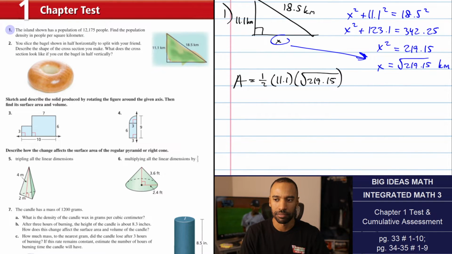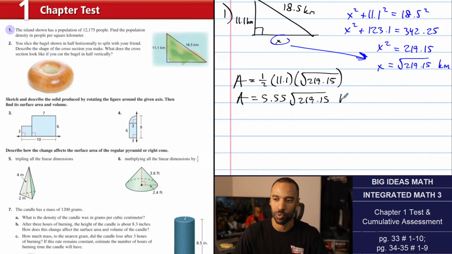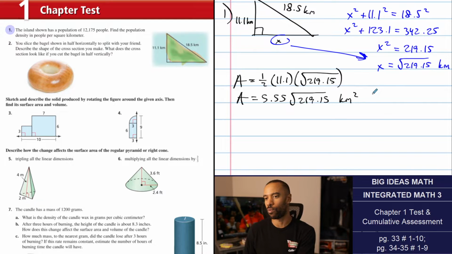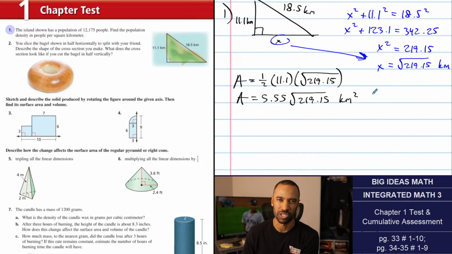1/2 of 11.1. I should have known that, 5.55. So area is 5.55 times the square root of 219.15 square kilometers. I know that's weird. I just don't want to round yet because I'm going to use this in my calculation. Now I want to make sure it rounds to the right density value we're looking for.